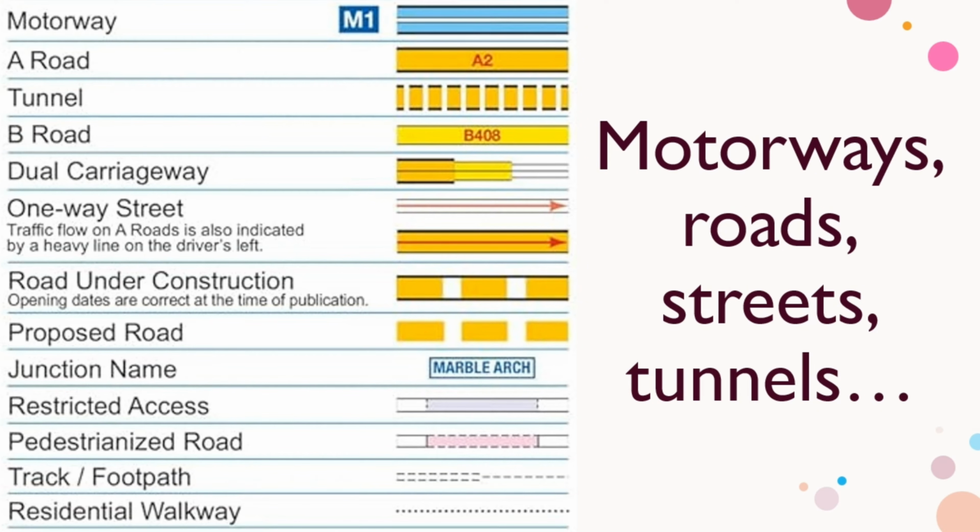Then you have C junction name that I have shown you before, but we can show you again, no problem. Restricted access is something we definitely need to go through, and pedestrianized road means this road is only for people to walk on. Footpath, trucks, you might see some of them. I think if you go to Hammersmith area, we're likely to find them, and obviously residential walkways. So let's focus on the important ones, and let's see them on the map for ourselves. So let's go.